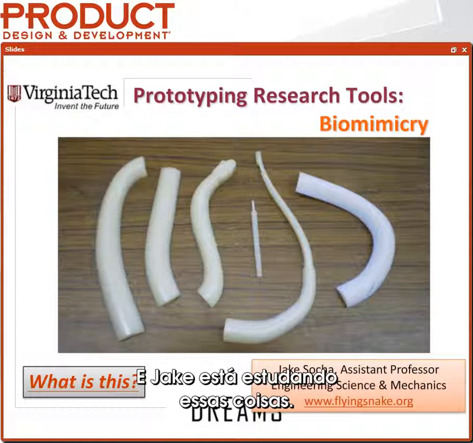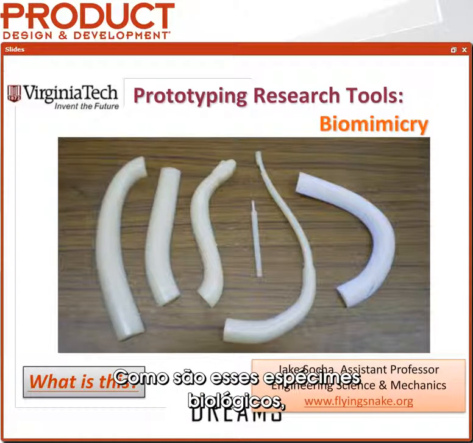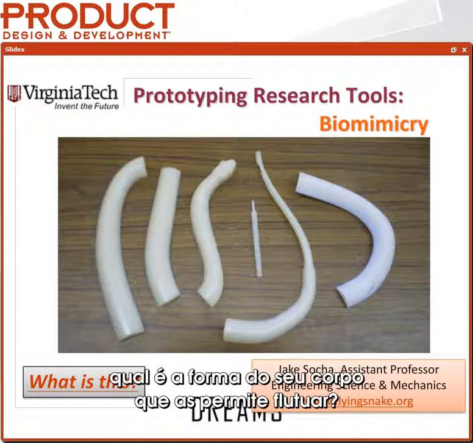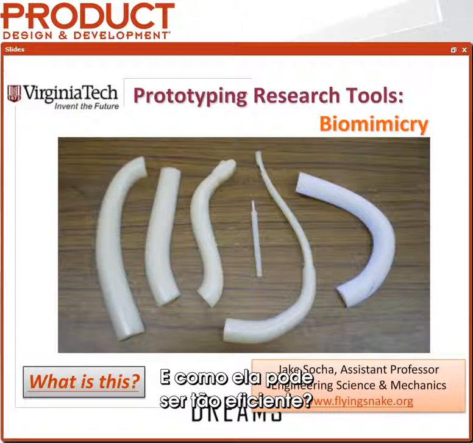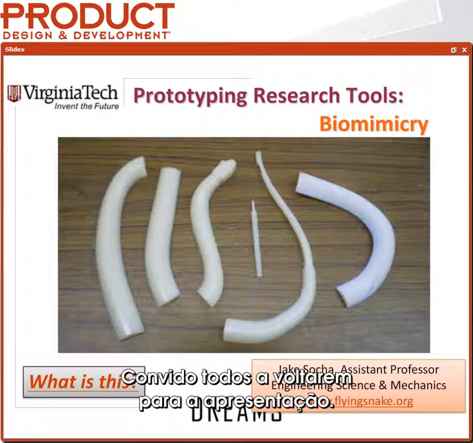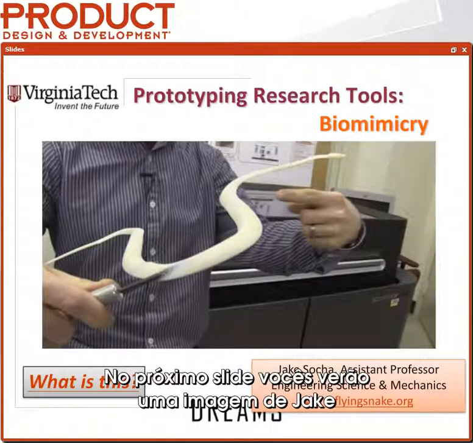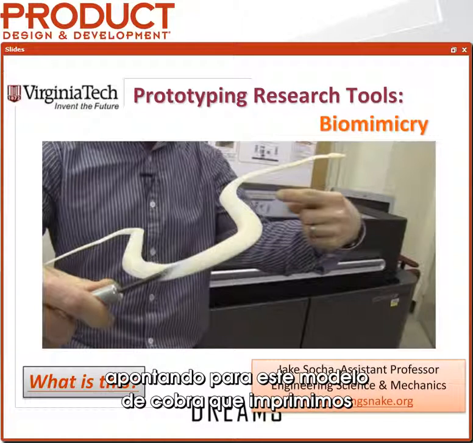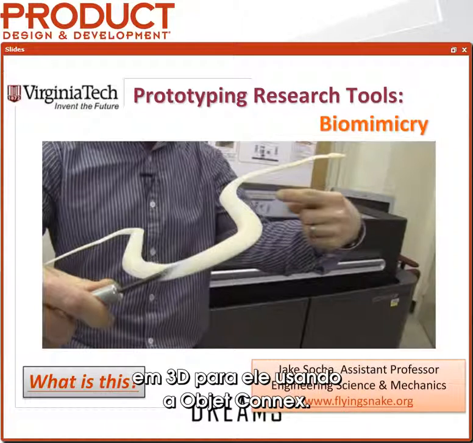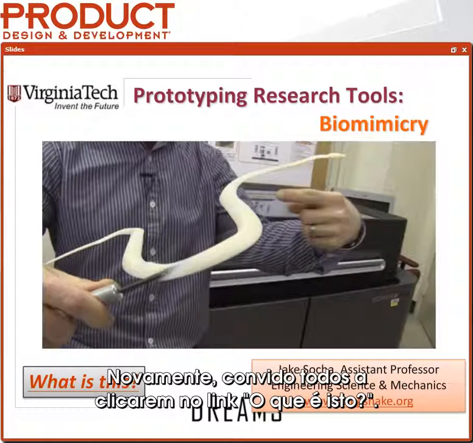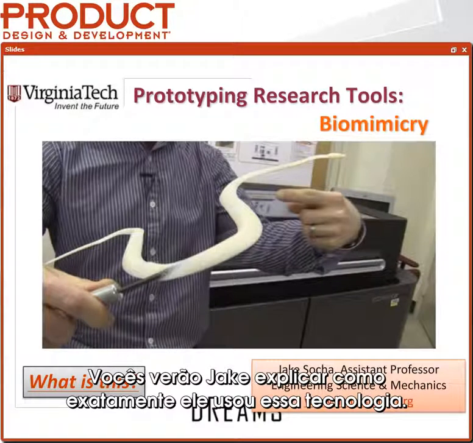And Jake's looking at studying these. How do these biological specimens, what's the shape of their body such that they can glide, if you will, and how can it be so efficient? So we'll invite you to come back to the presentation. And at the next slide, you're going to see an image of Jake pointing at this model of the snake that we 3D printed for him using the Objet Connex. And again, I will invite you to click on the what is this link. And you're going to have Jake explain to you exactly how he used this technology.